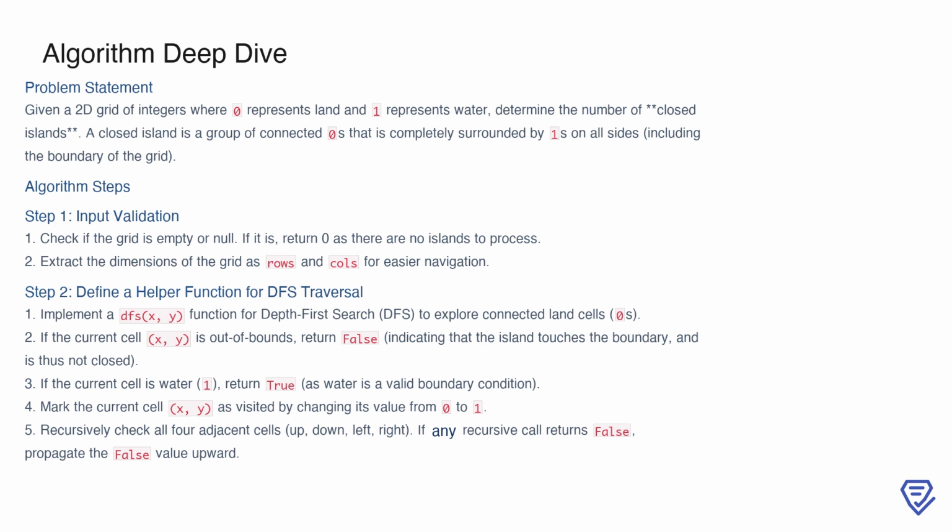This function checks whether a given cell is out of bounds, which would indicate that the island touches the boundary and is therefore not closed. It also ensures that water cells are correctly treated as valid boundaries. As we explore, we mark visited cells by changing their value from 0 to 1, and recursively check all 4 directions: up, down, left, and right. If any part of the DFS traversal reaches an invalid state, such as touching the edge, we propagate that information back through the recursion to ensure the island is not counted as closed.